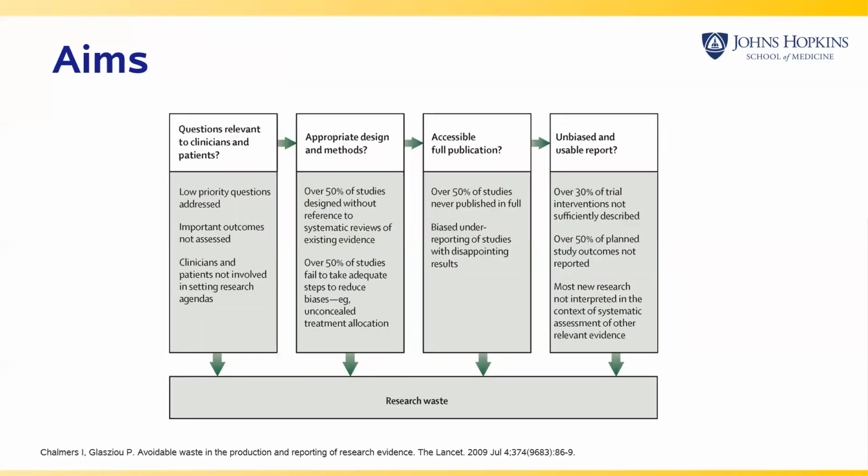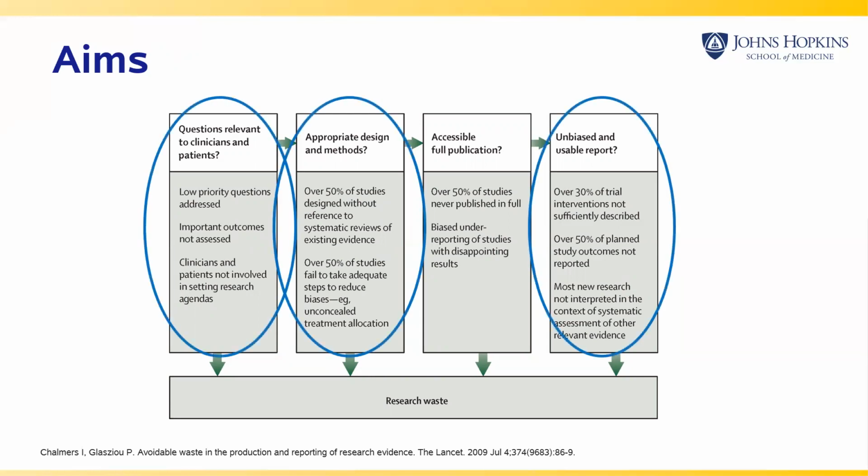Research waste may occur at 4 successive stages: the choice of research questions, the quality of research design and methods, the adequacy of publication practices, and the quality of reports of research. In this study, we focused on 3 stages.